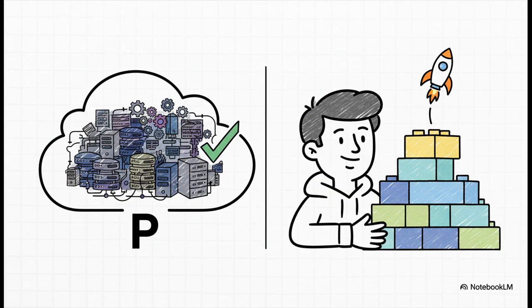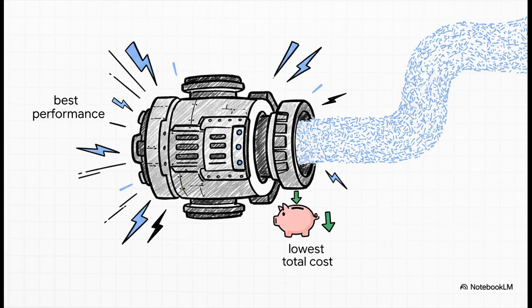Next, the we need to move fast strategy. If your absolute top priority is getting your product out the door and you don't want to deal with managing servers and infrastructure, then a managed service like Pinecone is probably your best bet. It lets your team focus on building the actual app, not on being database administrators. And finally, there's the hyperscale strategy. If you are operating in the big leagues, we're talking hundreds of millions, maybe billions of vectors, and your main goal is getting the absolute best performance at the lowest possible cost, that's when you turn to a specialized open-source powerhouse like Milvus or Qdrant.